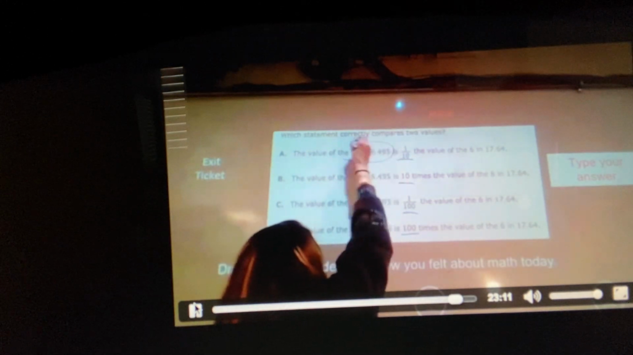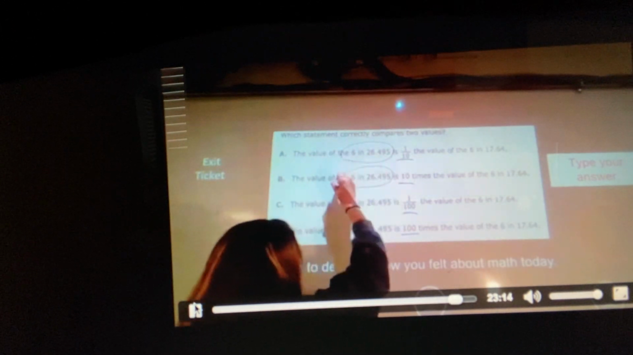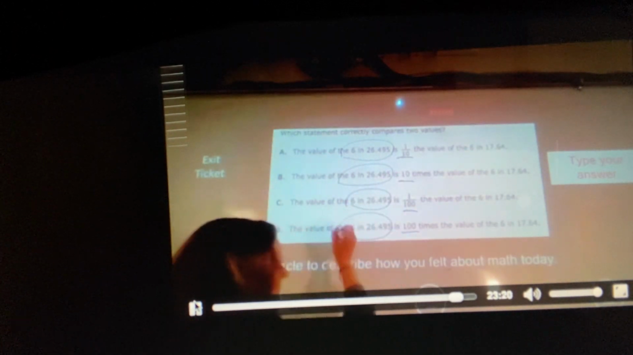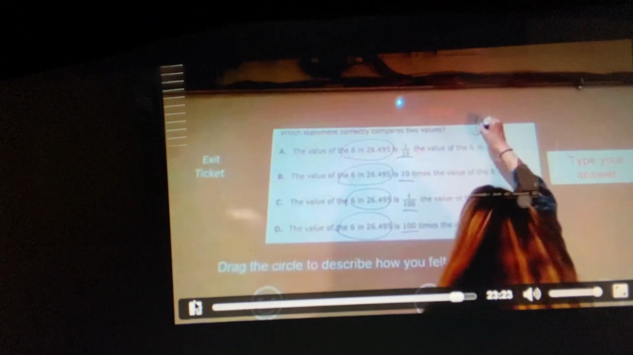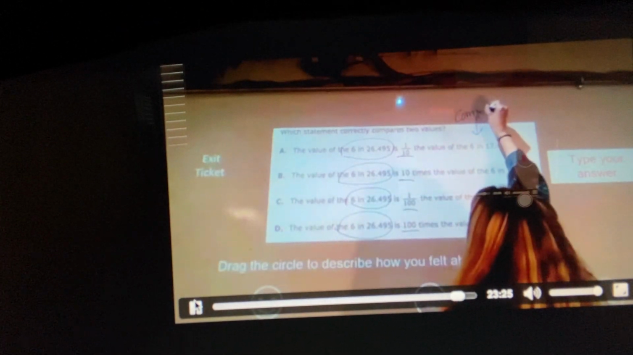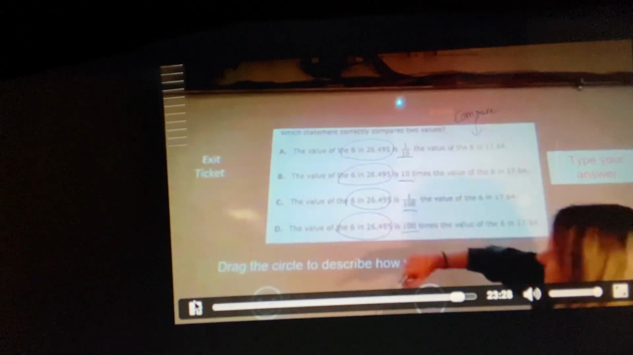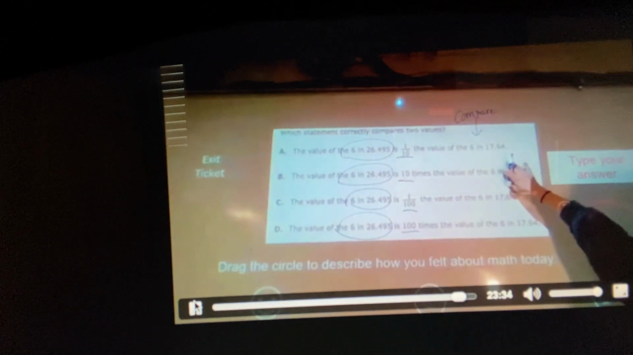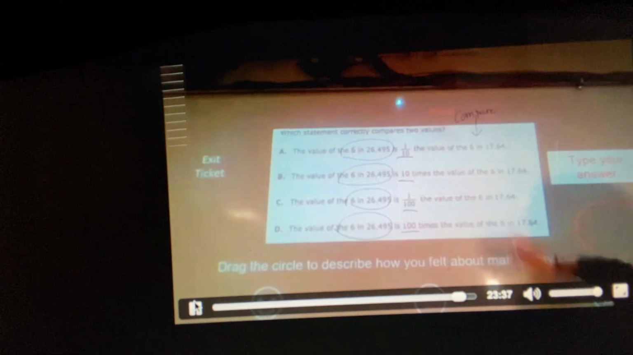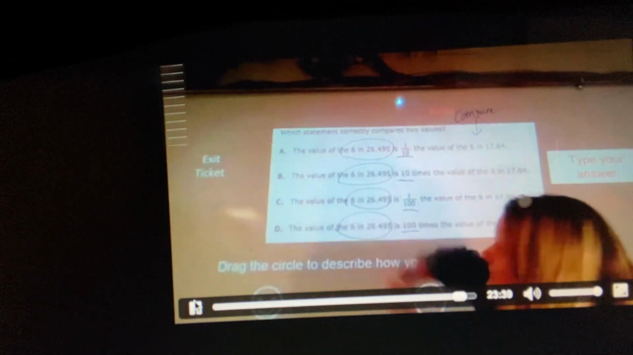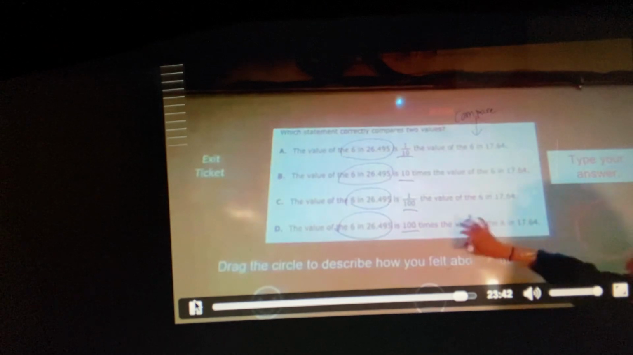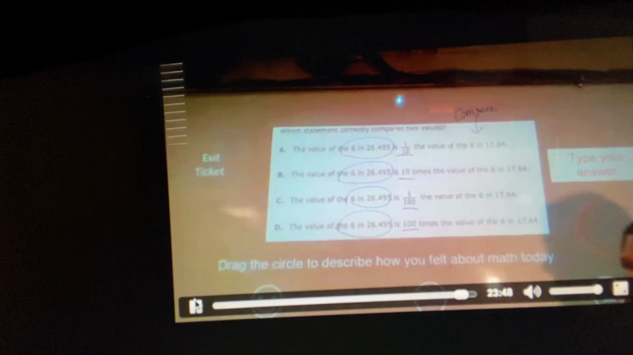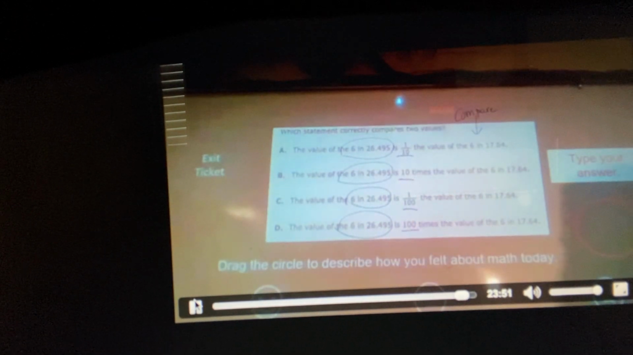Remember, this is the number you're really looking at. This is the number of what you have. This is what you have. This over here is what you're comparing it to. If you compare this number, that value, the number 6 and this place value, you're comparing it to this. How much greater is that compared to this? Okay? Go ahead and finish that.